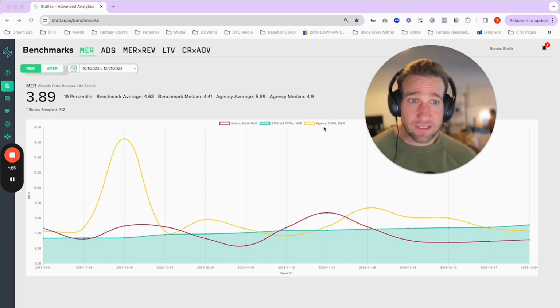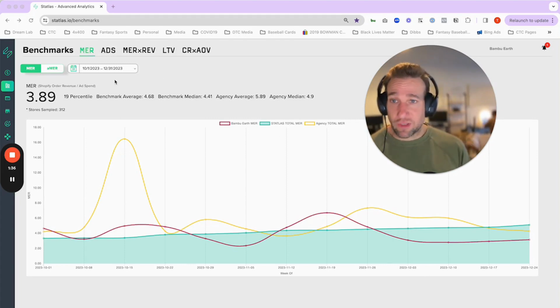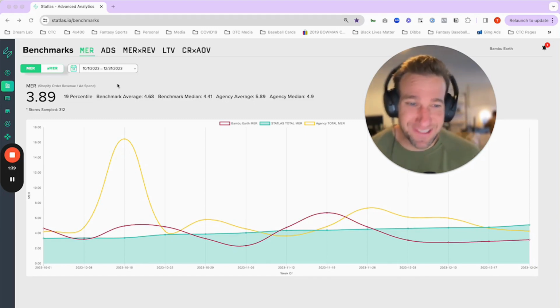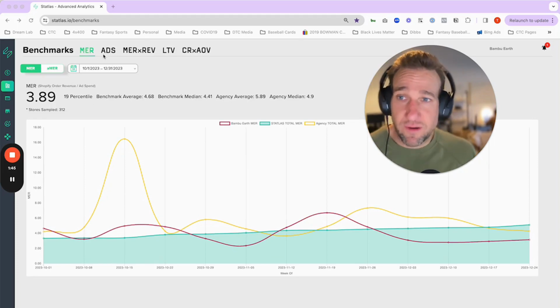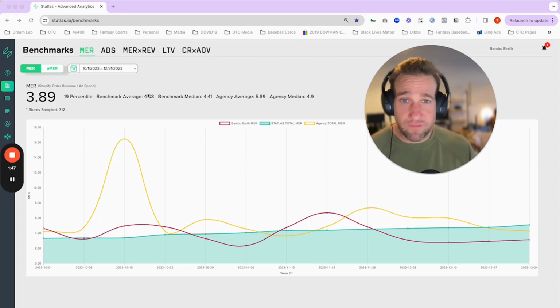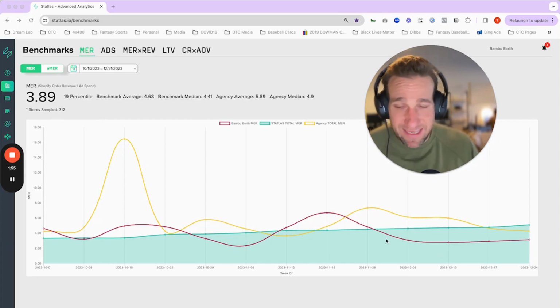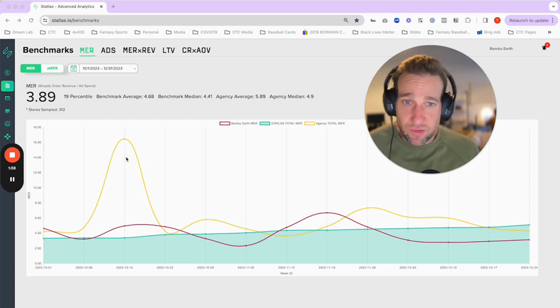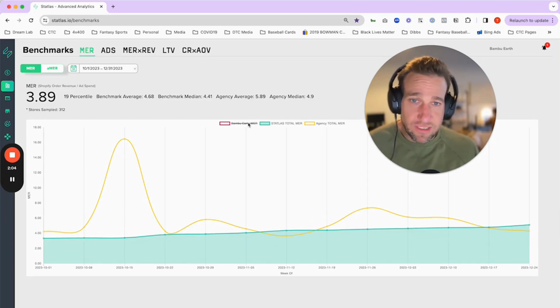So it gives you some context to your individual journey, a broader data set, and then a little bit broader data set, because the Statlas total data set is about 2x the number of users of just the agency set. And so in this case, we're going to look back at Q4 for Bambu Earth, and we're going to explore ways in which we can derive insight from this data. So the first thing that we have a view of is MER, so marketing efficiency ratio, total revenue over total ad spend. And you can see here that our MER over that period was 3.89. You can see the 312 stores sampled in this data. You have the agency total MER. You have the red line of the Bambu Earth MER, and then you have the Statlas total MER.